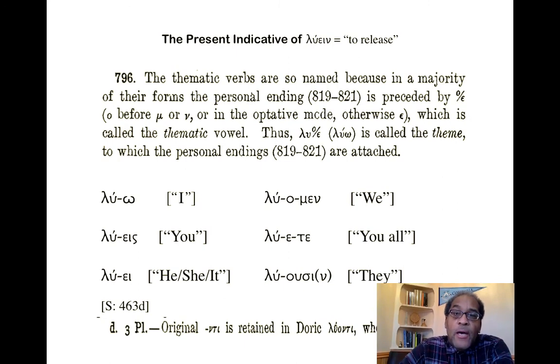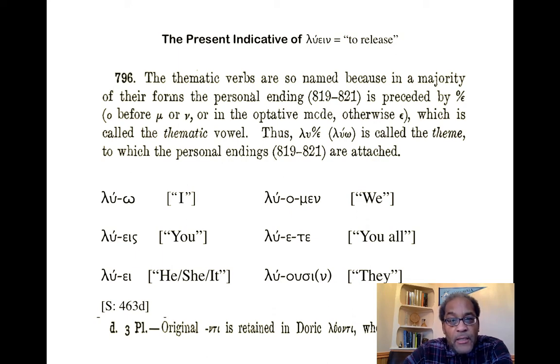So finally, starting with the present indicative, we're starting with λύειν, to release. The thematic verbs are so named because in a majority of their forms, the personal ending is preceded by omicron or epsilon. Omicron before mu and nu, or in the optative mode. Otherwise, epsilon, which is called the thematic vowel. So lu with this o/e, that's the way you mark this notion of a thematic variation between the omicron and the epsilon. And this is called the theme to which the personal endings are attached.